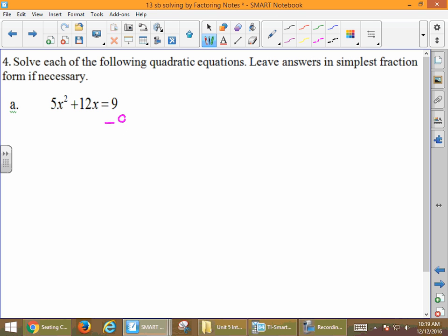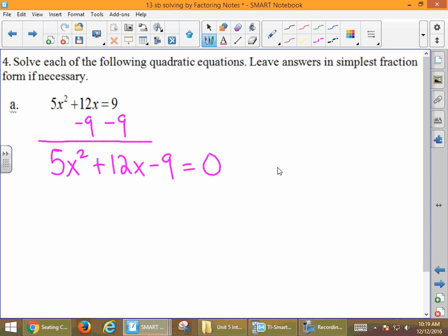So we're going to subtract 9 from both sides. And we get 5x squared plus 12x minus 9 equals 0. Again, the equation must be set equal to 0 to use this technique. And once again, what we're going to see, like we've seen on most of our factoring problems so far, is that we need to split the middle.